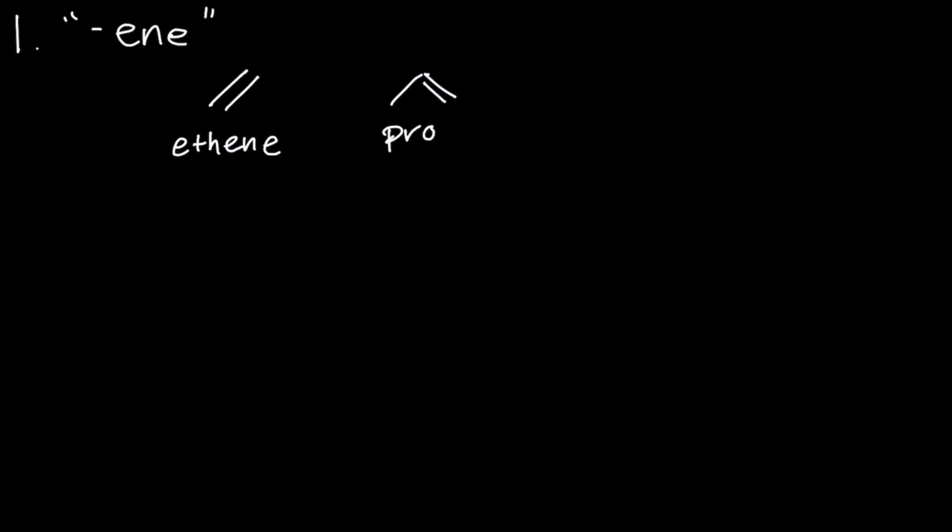Okay, so now I want to talk about nomenclature. How do you name it? First, I want you to remember the suffix "ene." Now, if you know how to name alkanes, this is going to be very easy for you. Remember, this is ethane. If I add a double bond, this becomes ethene. And if I have propane, I add a double bond, this becomes propene. And so on and so on.